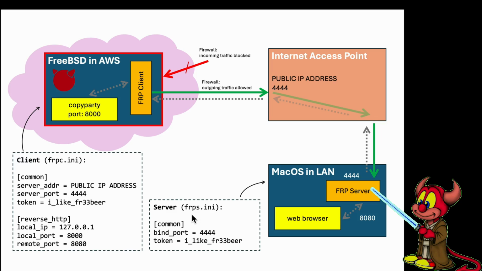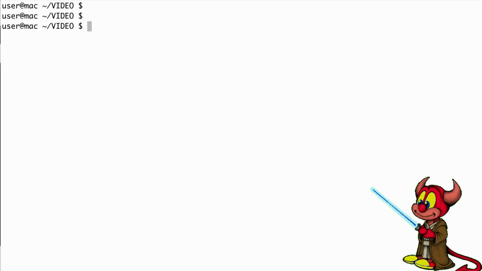Basically, we need to run Copyparty on port 8000. On the server side, we create a file, frps.ini, and it has a common section that says it binds to port 4444, which is the one that is exposed to the public, and you configure also the token. All right, let's create the local file here, which is on my system, frps.ini. We create a section common, and we say bind port equals 4444, and token equals I like free beer.